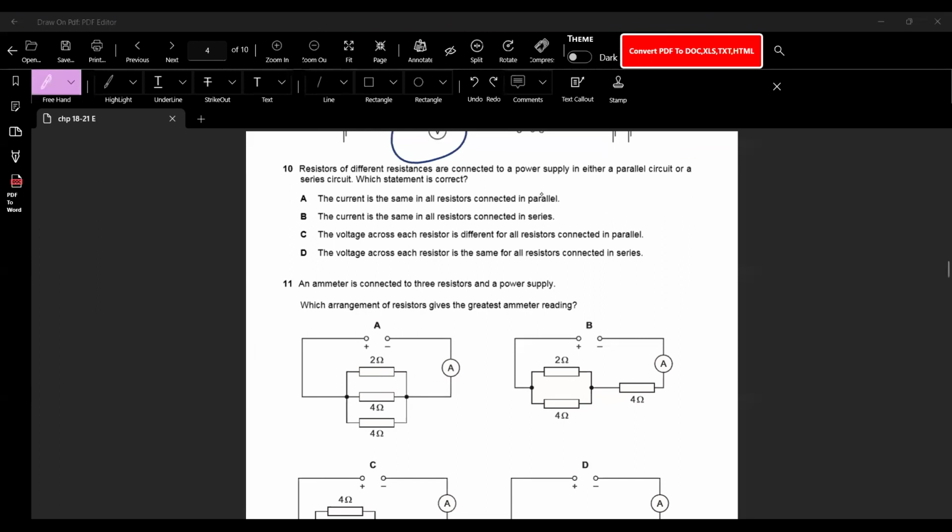Then we have resistors. Different resistors are connected to a power supply in either a parallel circuit or a series circuit. Which statement is correct? The current is the same in all the resistors connected in parallel. Current is same, voltage is same in parallel. So option A is incorrect. The current is the same in all resistors connected in series. Yes. The voltage across each resistor is different. In parallel it is not different. The voltage across each resistor is the same. No. Leaving us with only one option, which is B.